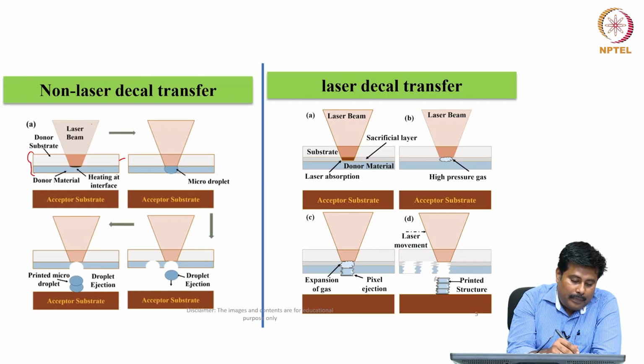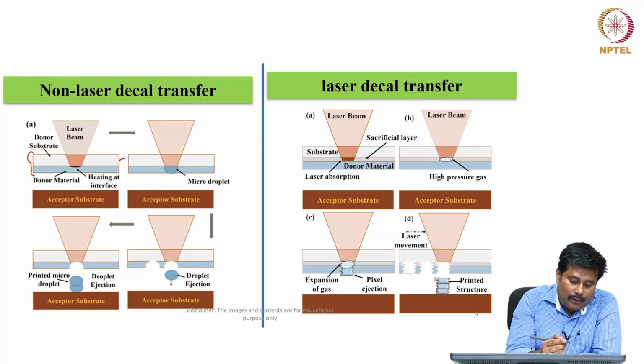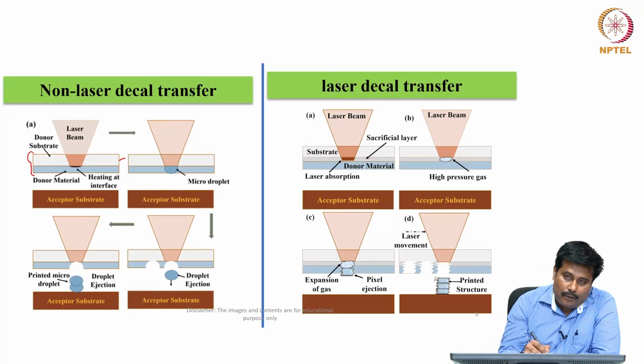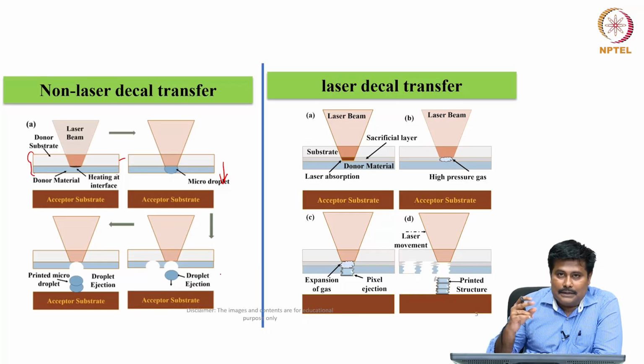The laser beam is made to pass through this donor substrate, which is transparent to the laser beam. However, when it interacts with the donor material, the donor material gets transformed into a micro droplet. This micro droplet gets ejected from the substrate as shown over here, and it sticks onto the acceptor substrate. Continuous interaction of the laser with such micro droplets results in droplet ejection, leading to the pattern we are looking for.